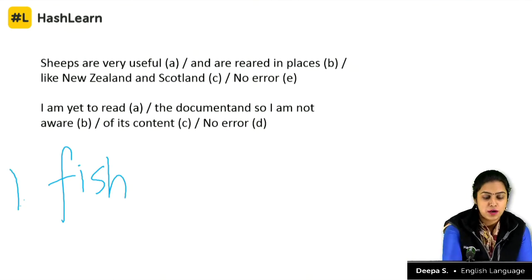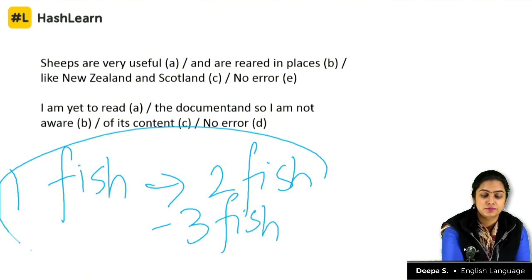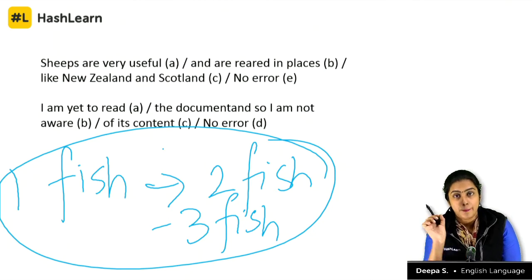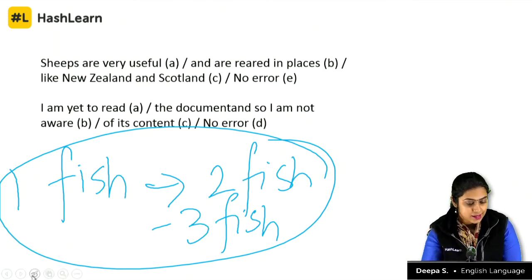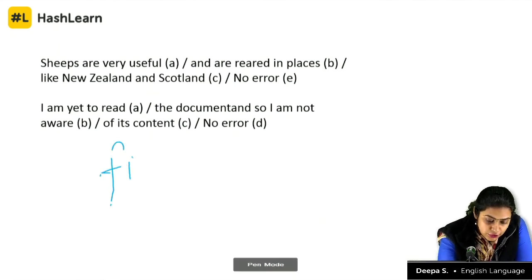Fish. One fish, two fish, three fish. The plural form of fish is fish. But that being said, there is a unique case here as well. It is right to say fishes.